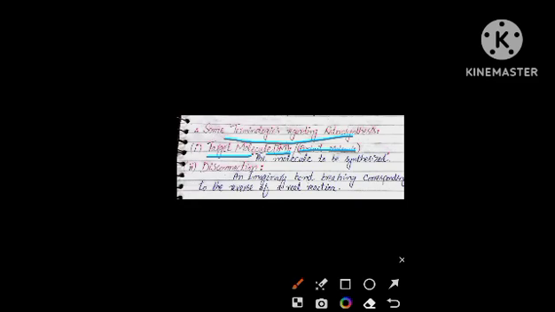In the second terminology, what is disconnection? Disconnection is an imaginary bond breaking corresponding to the reverse of a real reaction. You just think in mind and imagine breaking a bond in reverse manner to get a real reaction, and it is said to be the disconnection.